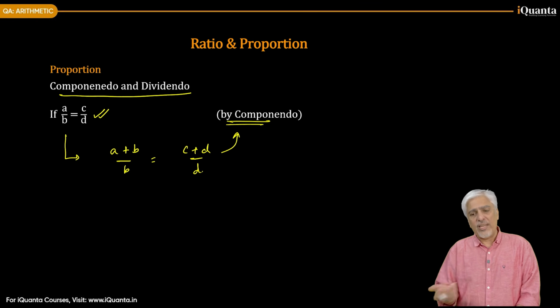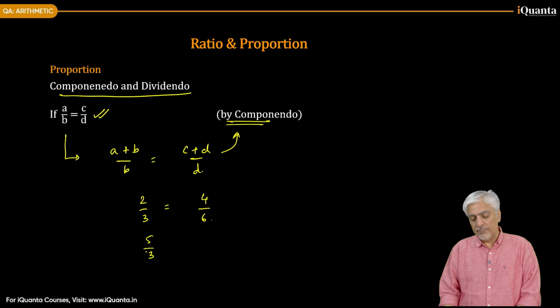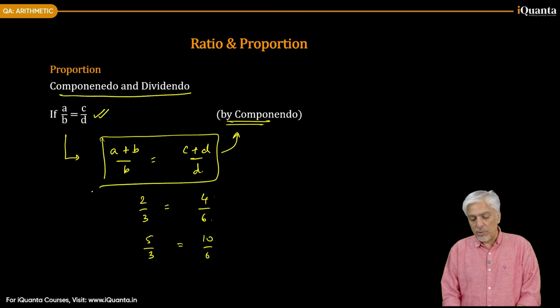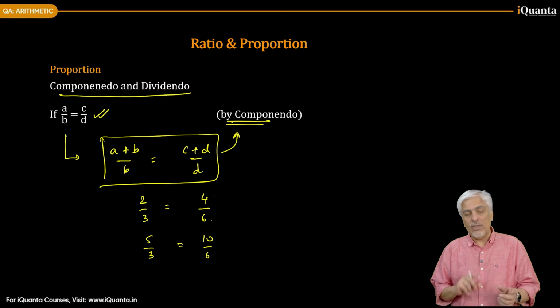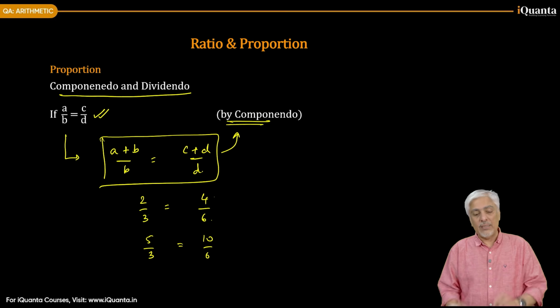You should always just check. For example, 2 upon 3 and 4 upon 6 are same. So after applying componendo, do the ratios still remain same? Let's check. So what will happen? If I add the 3 on the top, this will become 5 upon 3. If I add the 6 over here on the top, this will become 10 upon 6, which is also equal to 5 upon 3. That means application of componendo does what? Just adds the denominator to the numerator on both the sides. You can't just do it on one side, remember.